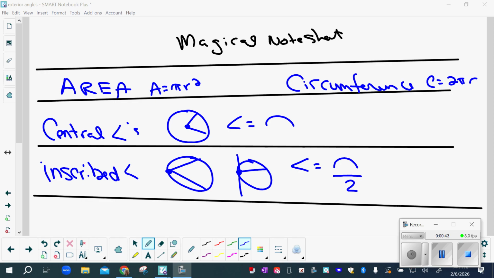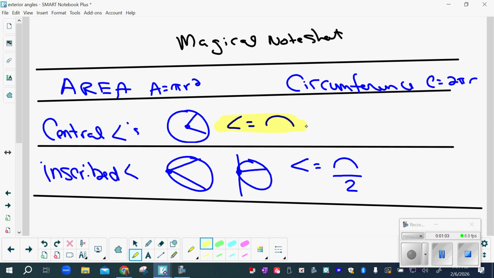So we have to add some new stuff to it. Girls, you got it out? It's bright pink. I would see it if you had it. So here's what we have left. We had area on there. Everyone should have area on there. You should have circumference. You should have central angles. And the thing that's important is right here.